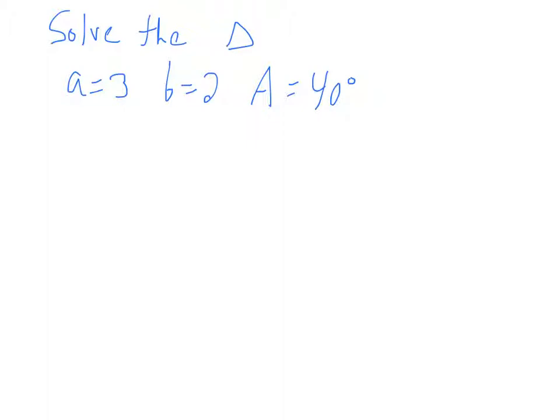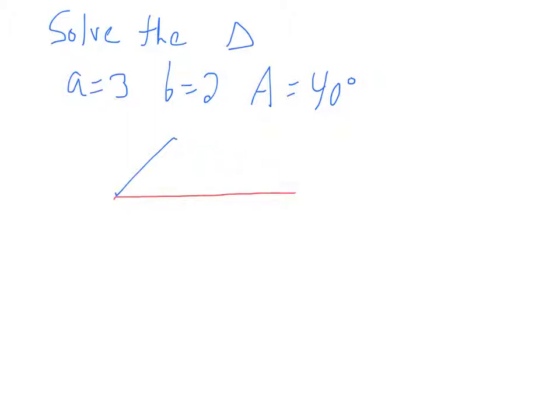If there's only one triangle, solve it as well, which means find all the remaining sides and angles using law of sines. So the first thing I like to do is draw a picture of it, and draw it in the same sort of way that we drew the other one. So a is 3. A is the side across from angle A. So this is the side we don't know, the side in red.